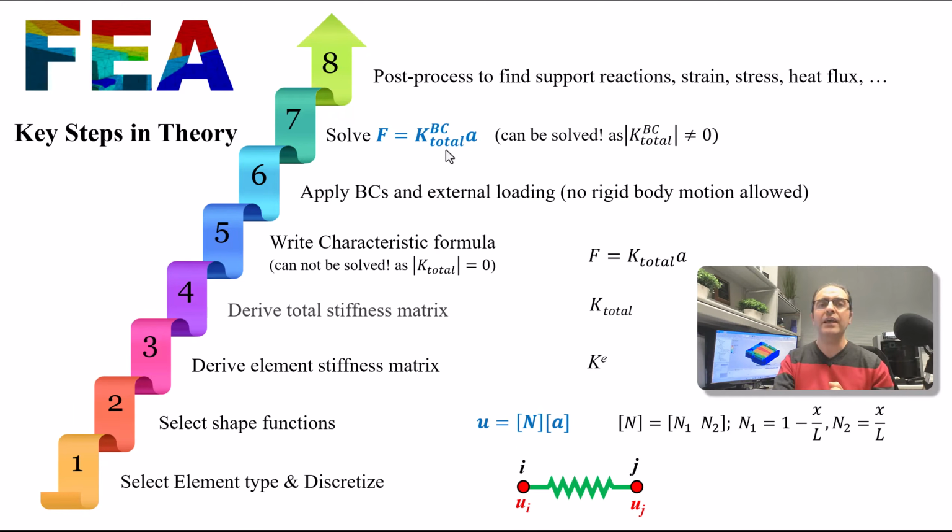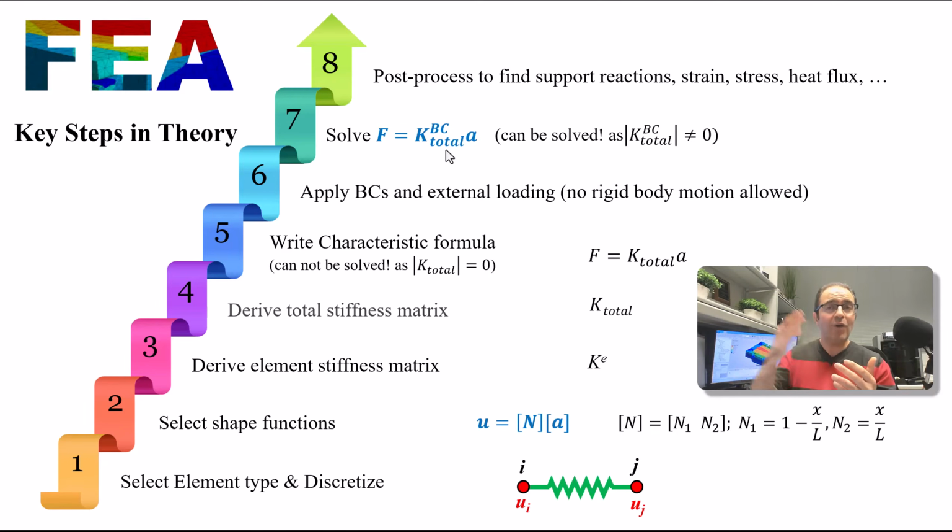And in step 8, we post-process to find many other outputs like support reaction, strain, stress, heat flux, contact pressure, many other things that we can actually find. So these are the key steps in a very basic and simple finite element theory. As I told you, we only talked about the direct stiffness method. There are other methods in finite element. For example, the variational method, the minimum potential energy method, the Galerkin method.